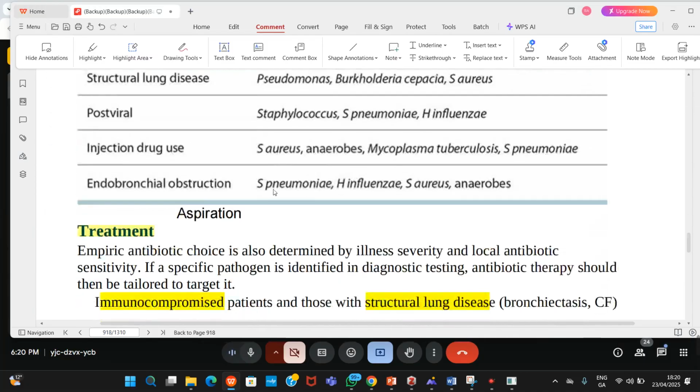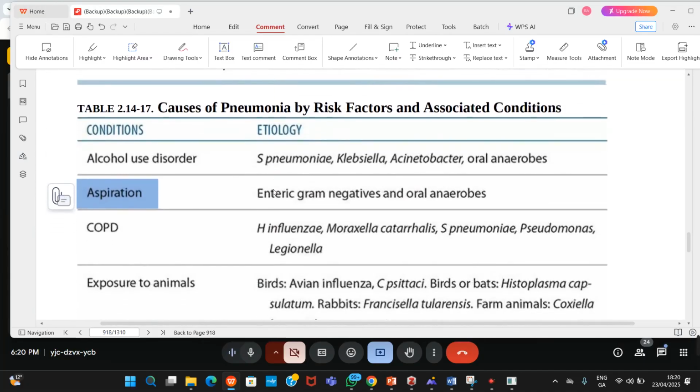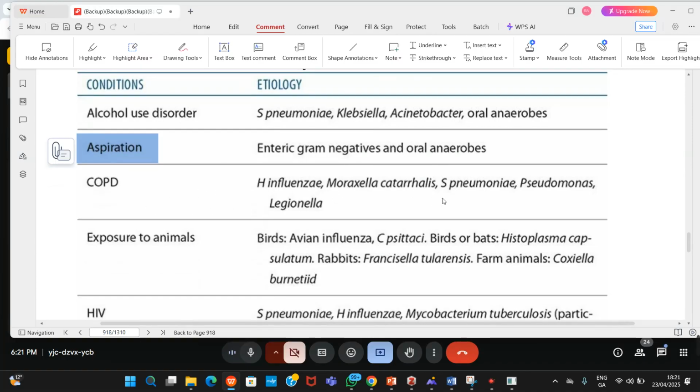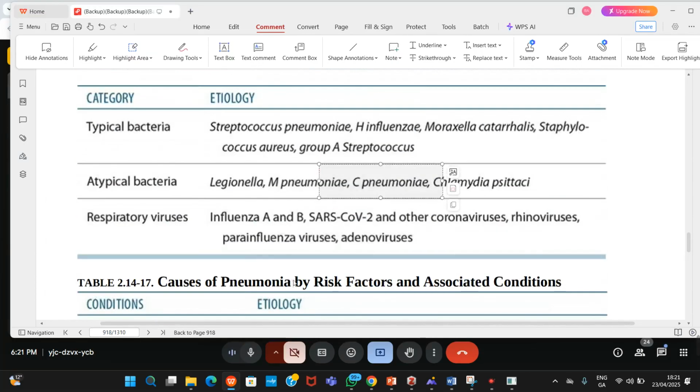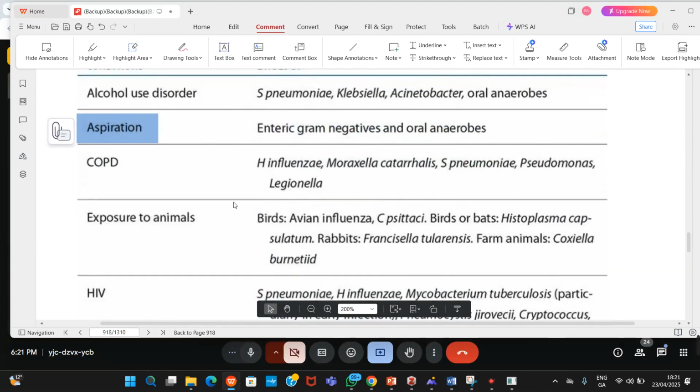So there are some risk factors. I don't really expect us to be cramming all these risk factors because to me it's not actually necessary, but just to know it. Alcohol use, think about Klebsiella and anaerobes. Those are the two important ones for alcohol. People that aspirate, think about group A strep, Staph aureus, anaerobes and the enteric gram negatives. So strep pneumo, Staph aureus, and the anaerobes for aspiration. COPD, just think about most of the typical causes.